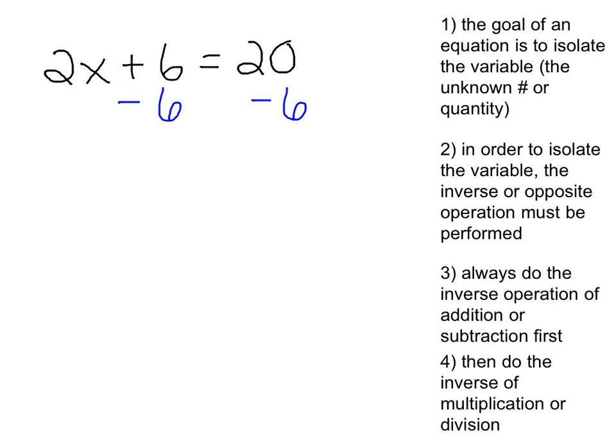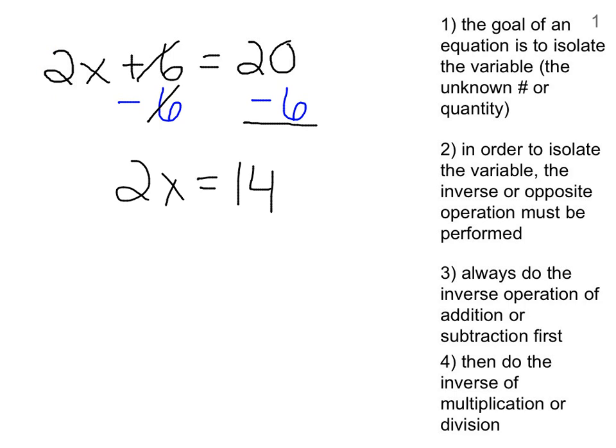Now, a positive 6 and a negative 6 are going to cancel each other out. And 20 minus 6 is 14. And don't forget, we still have 2x right there. So right now we have 2x equals 14.